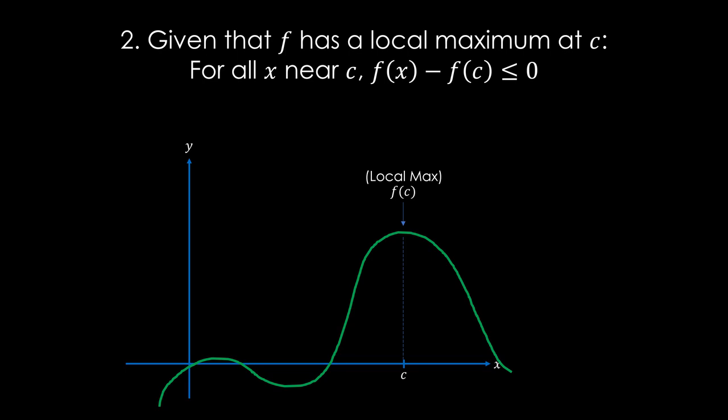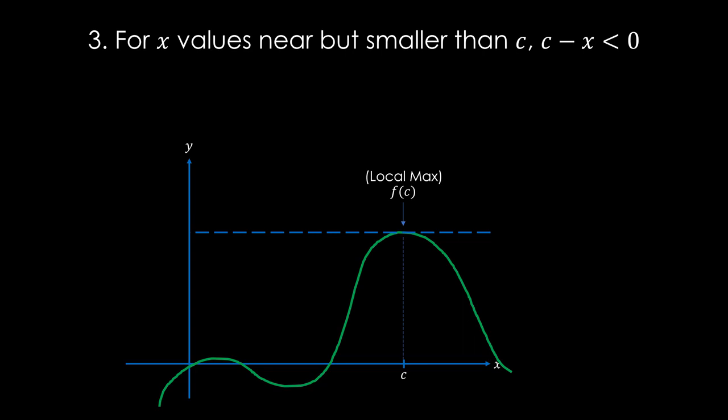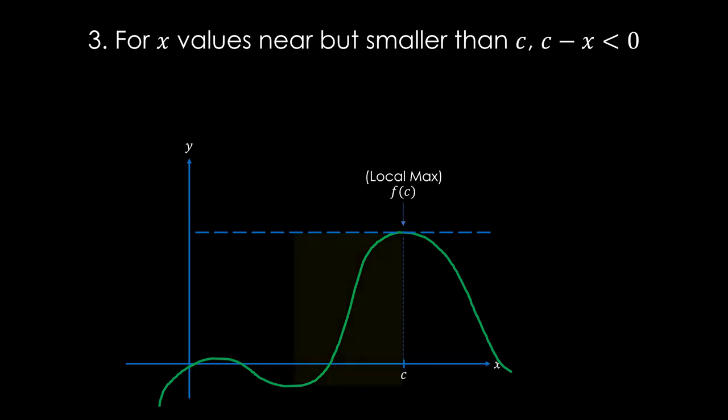Our second step is to note that because we have a local maximum at c, for all the x values that approach c, f of x minus f of c will be smaller than or equal to 0. And intuitively this makes sense. We have a local maximum at c, so there is no y value that could be greater than the y value at c. Our third step is to note that for x values near but smaller than c, c minus x must be smaller than 0.